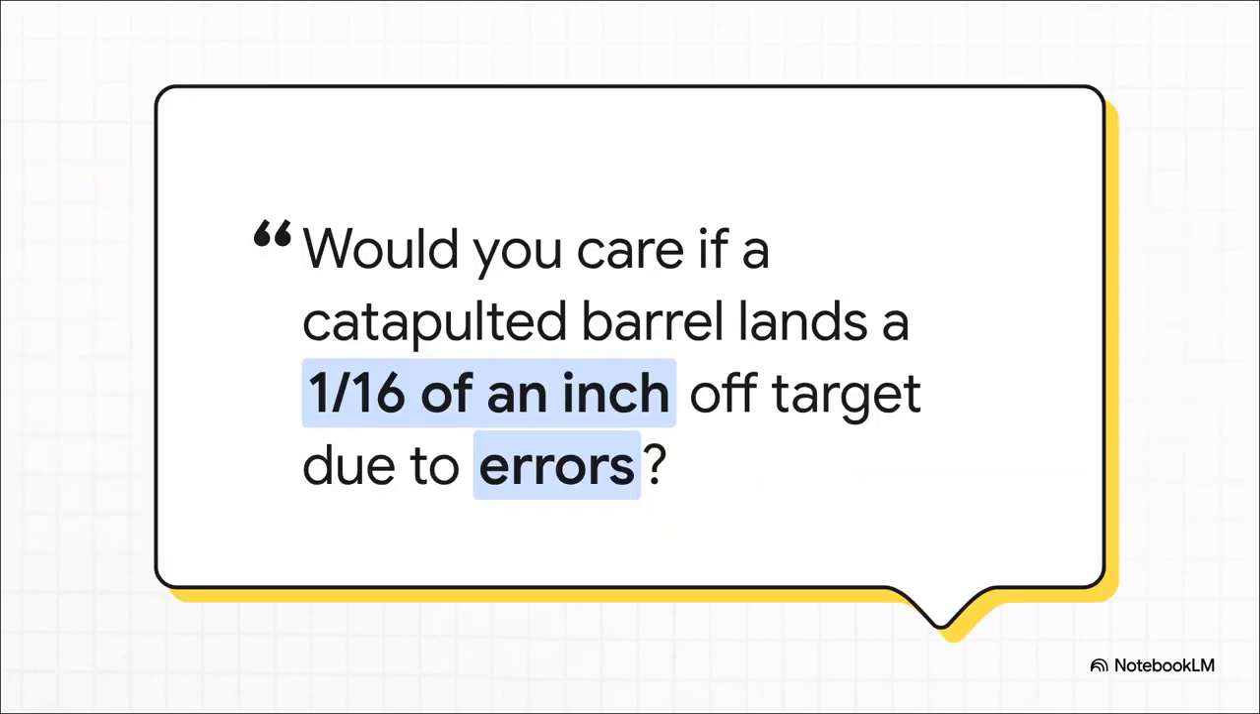But listen, this doesn't make double a bad guy. It just means it has a different job. Think about this great example. If you're in a video game and you launch a barrel of explosives a quarter mile away, are you going to care if it lands a 1/16 of an inch off target? No way. You care about the speed of the game, the performance. And for that job, the speed of a double is exactly what you want.